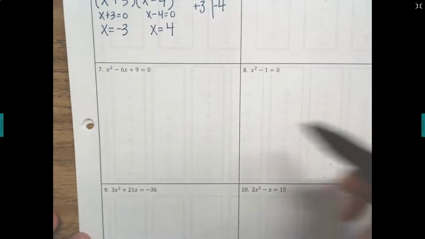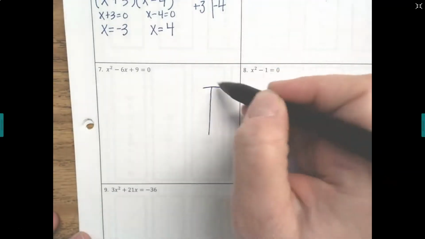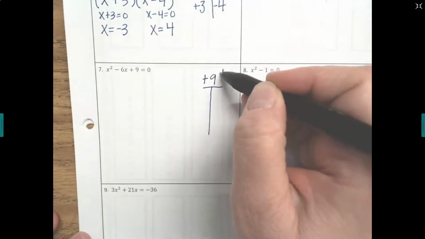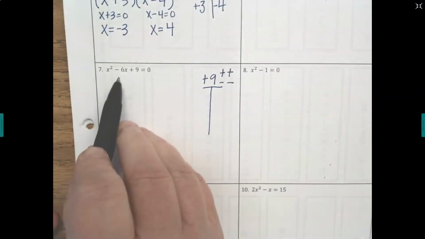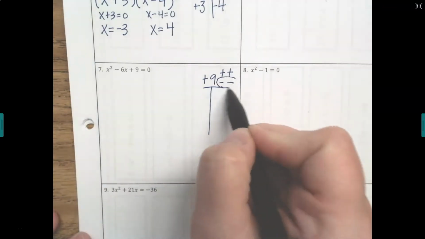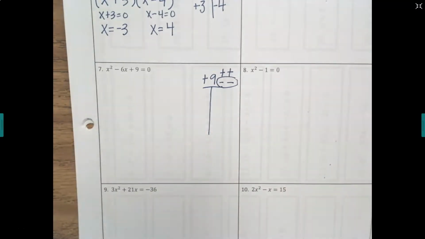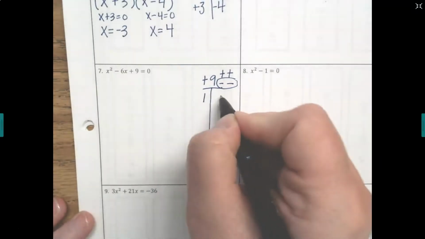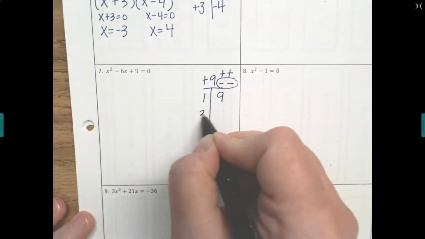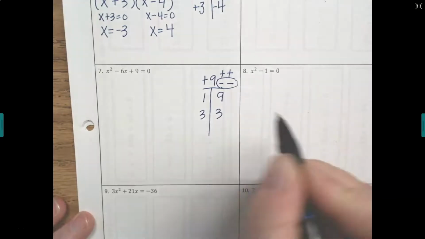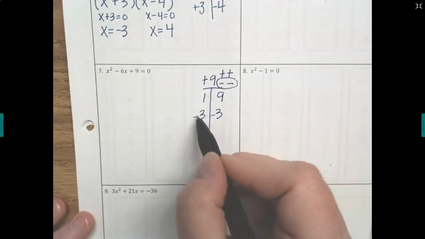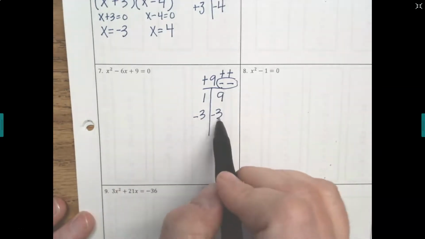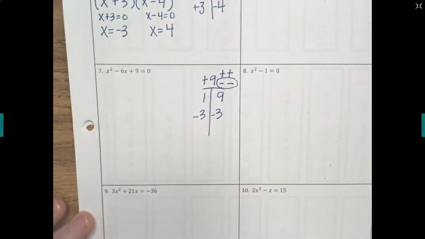Okay, so there's no GCF. So we want to find factors of 9, and it's a positive 9, which means my signs have to be the same. That's going to add to negative 6. Because we're trying to go to negative 6, my same signs are going to both be negative. So the factors of 9 are 1 times 9 and 3 times 3. So if I make both of my 3's negative, which we said it had to be, that would work. That's negative 6 in the middle, and negative 3 times negative 3 is positive 9 on the end.